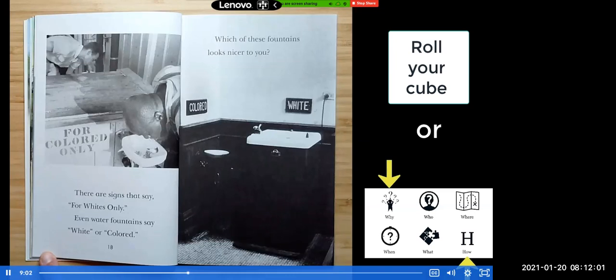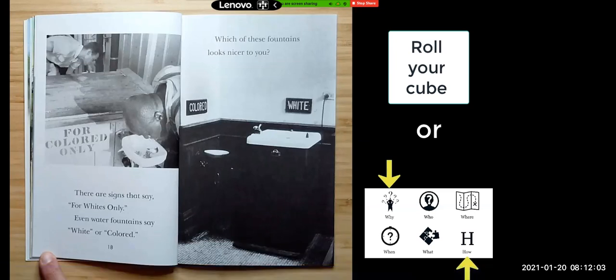There are signs that say, "For whites only." Even water fountains say, "white" or "colored." Which of these fountains looks nicer to you?